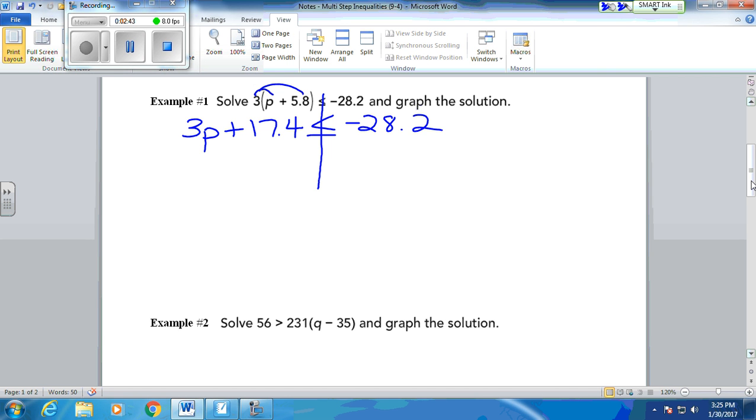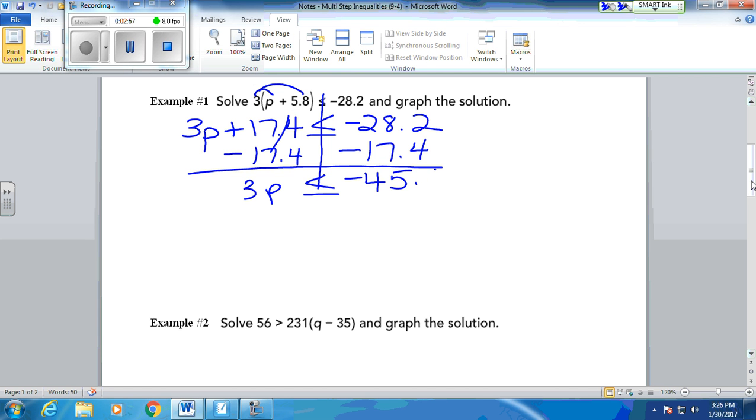Now this is just a 2-step inequality from this point. So I have addition, so the opposite will be to subtract. That leaves me with 3p is less than or equal to -45 6/10. Then I'm dividing by 3 on both sides. Since I'm dividing by a positive, I do not need to reverse the sign. It gives me p is less than or equal to -15 2/10.